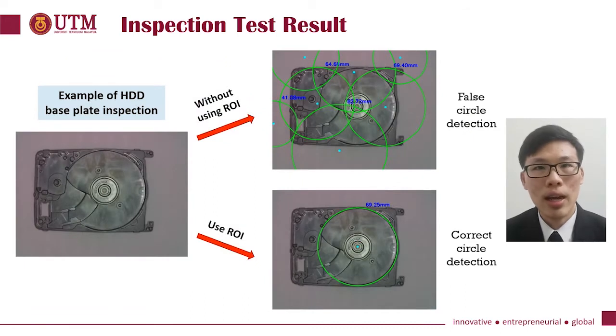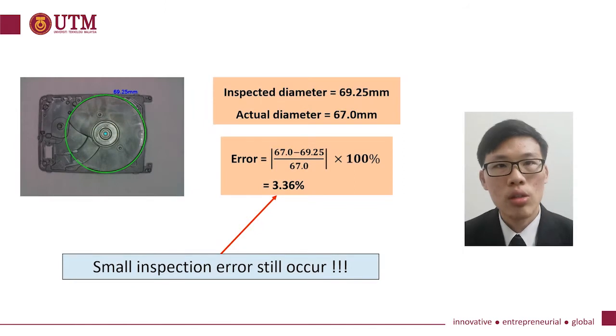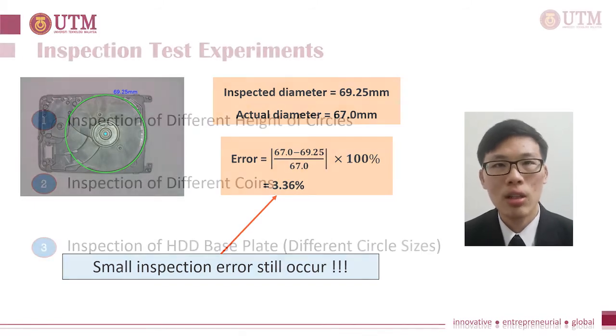And this is another example of HDD baseplate inspection. You can see that the HDD baseplate has too many complicated features on it. As mentioned previously, if we didn't apply the ROI method, false circle detection will occur. Based on the correct circle detection, we can see that a small inspection error of 3.36% still occurs.